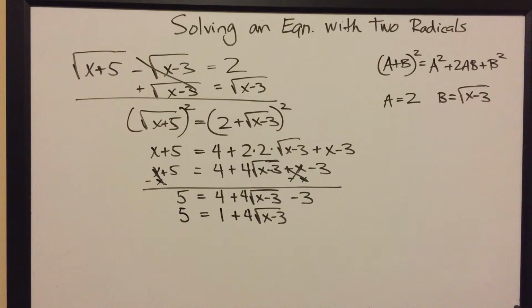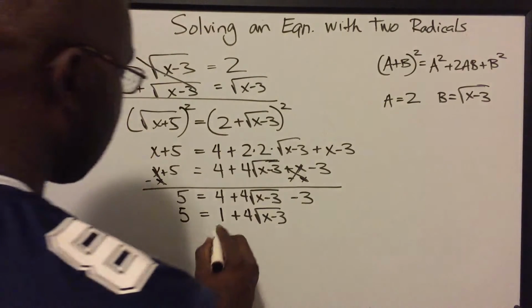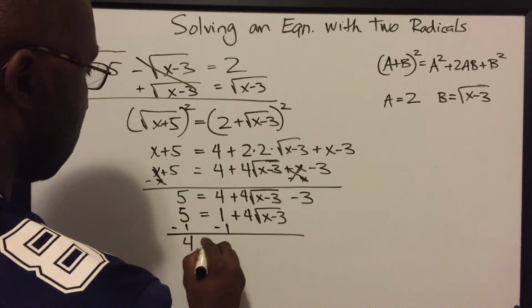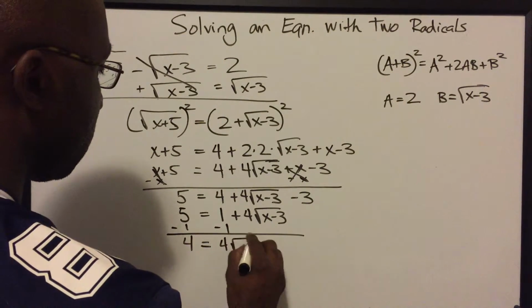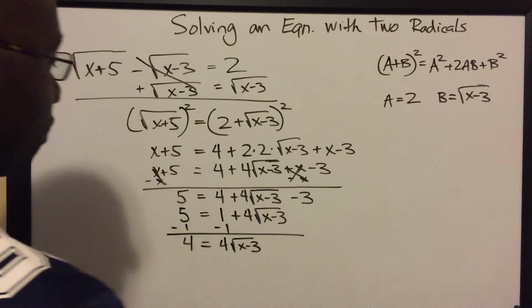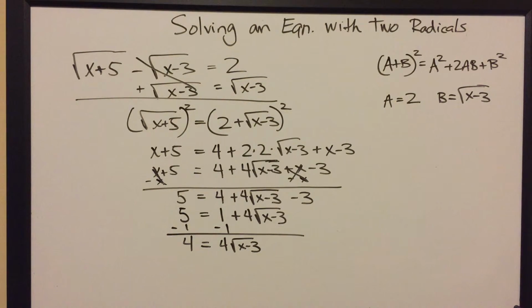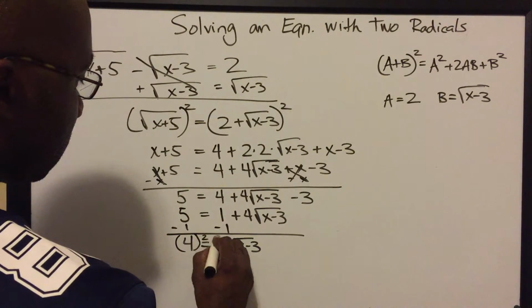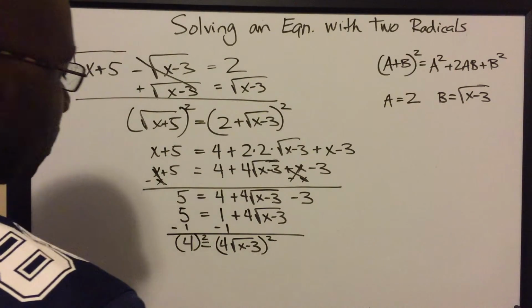So now if I subtract 1 from both sides, this is 4 is equal to 4 times the square root of x minus 3. Okay, I'm almost there as far as getting my square root sign on one side. So now that I have that, I can square both sides here. If I square this, then I'll come over here and square this.